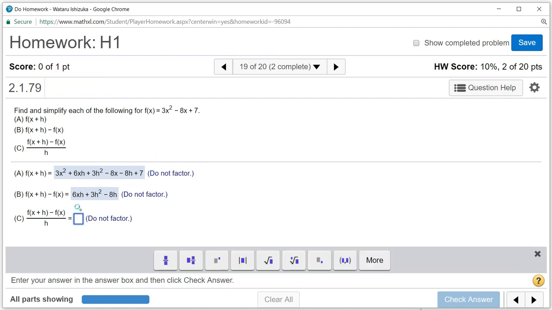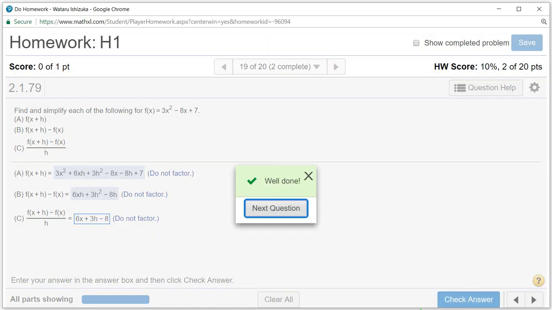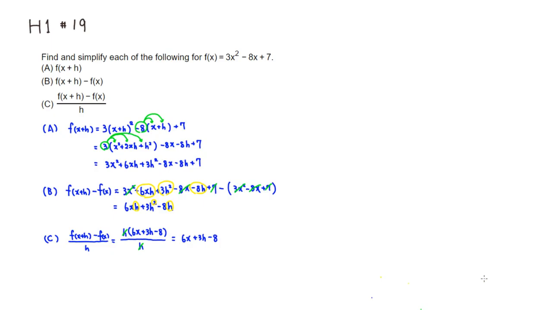So this is going to be 6x plus 3h minus 8. Alright, so let's check the answer. So we got that. Alright, that's it. I hope that this was clear.